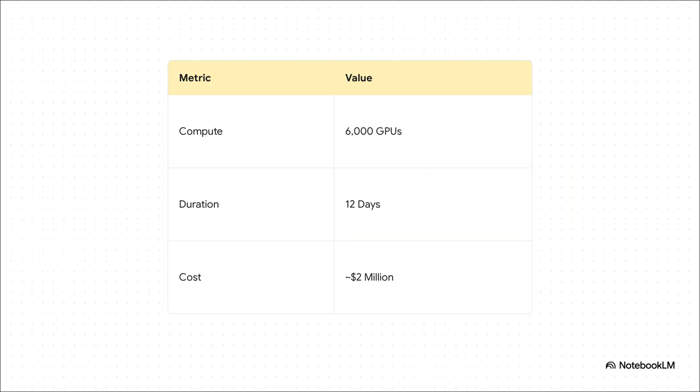The scale here is just immense. For Llama 2, we're talking about 6,000 GPUs running flat out for 12 days straight. And the estimated cost for that computer time? Somewhere around $2 million. All of that just to create that one base model file.